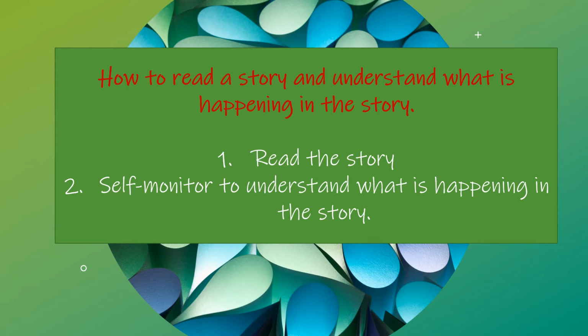Hello everyone. For the last few days, we have been learning how to read a story and understand what is happening in the story. How do we do it? We start by reading the story, then we self-monitor to understand what is happening in the story. How do we self-monitor? We read the story, we find out any difficult words or difficult sentences which we cannot understand. Then we read the sentence again, we read before it, we read after it, and then we try to make sense of what we are reading. That is how we continue reading the story and try to understand what is happening in the story.